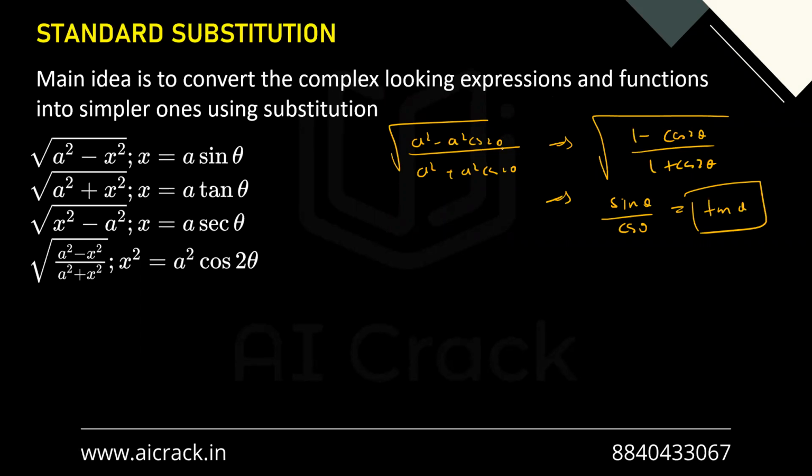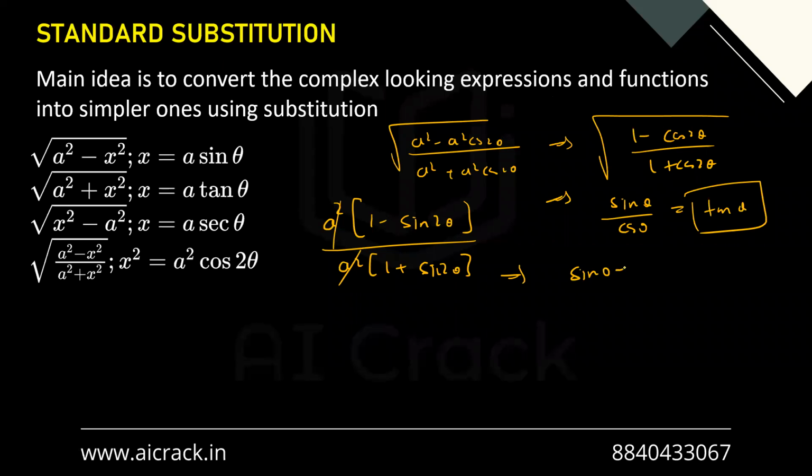Now if I take sin 2 theta over here, what I'll get is a square times 1 minus sine 2 theta divided by a square times 1 plus sine 2 theta. Now this gets cancelled out. I can definitely solve this one, but it would become much more complicated. 1 plus sine 2 theta is nothing but sine theta plus cos theta whole square, and 1 minus sine 2 theta is nothing but sine theta minus cos theta whole square.